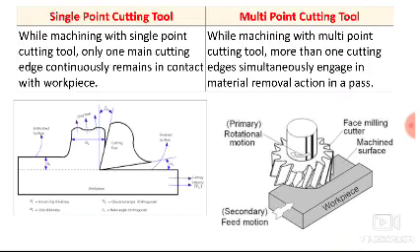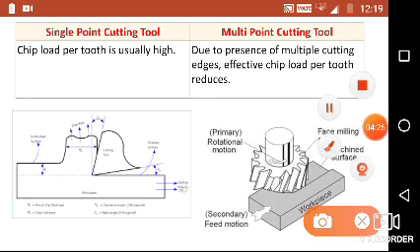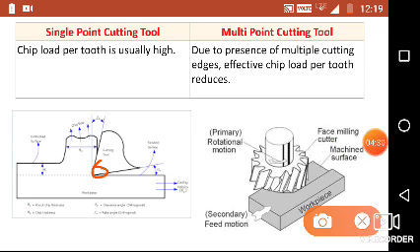Now we will discuss the third difference. The third difference is, chip load per tooth is usually high in single point cutting tool. Here you can see, as only one point is in contact while machining, the entire cutting force will act over that point only. So the chip load per tooth is usually high in case of single point cutting tool. This is a shear plane, and whatever the cutting load, that will act over this point only.